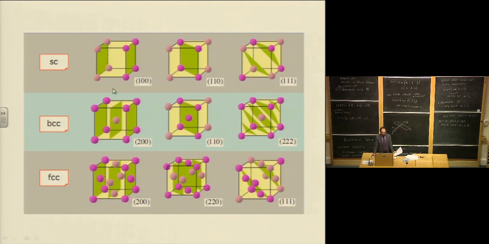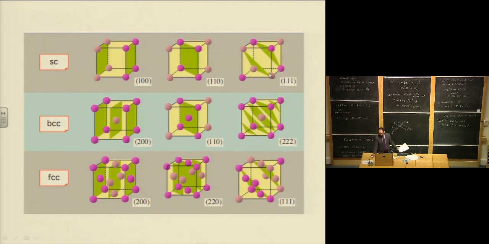Same with FCC. If we consider the FCC lattice and you consider the 1, 1, 1 planes, these planes here, we would not intersect some of these lattice points. These would be missing. So 1, 0, 0 is not a reciprocal lattice vector for FCC. 2, 0, 0 is. Okay?